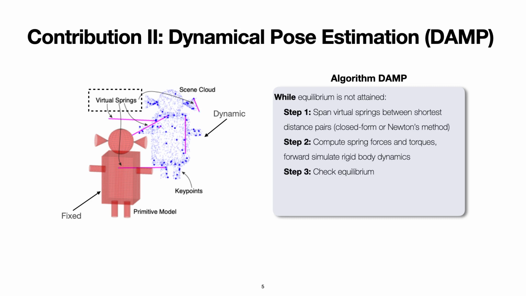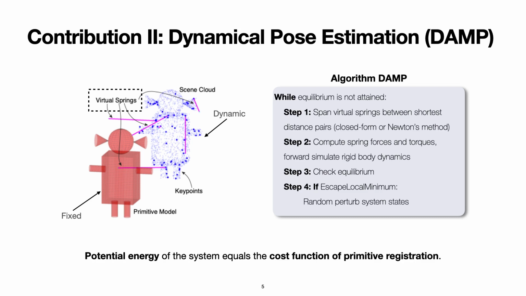If the new state of the dynamical system is an equilibrium, then DAMP stops. Otherwise, DAMP keeps simulating the rigid body dynamics until an equilibrium is attained. To promote convergence to the globally optimal alignment, DAMP optionally uses random perturbations to escape local minima. Under this construction, we show that the potential energy of the system equals the cost function of primitive registration.